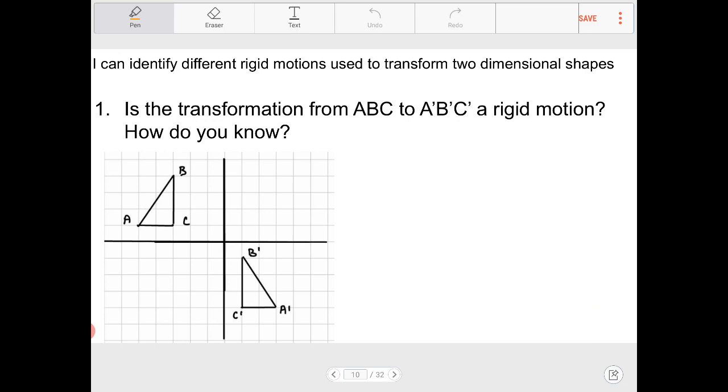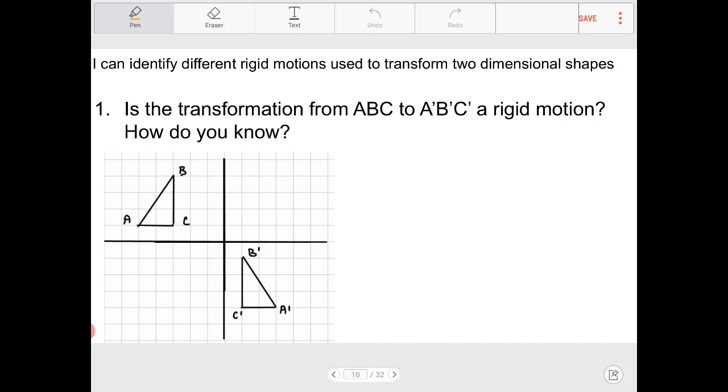All right, so we're going to take a look at our first example for this lesson. Is the transformation from ABC to A prime, B prime, C prime an example of a rigid motion? And how do you know? So we're going from ABC to A prime, B prime, C prime. There's not a single way of doing this, but any way that you can get from ABC to A prime, B prime, C prime, I encourage you to pause the video and think about this.